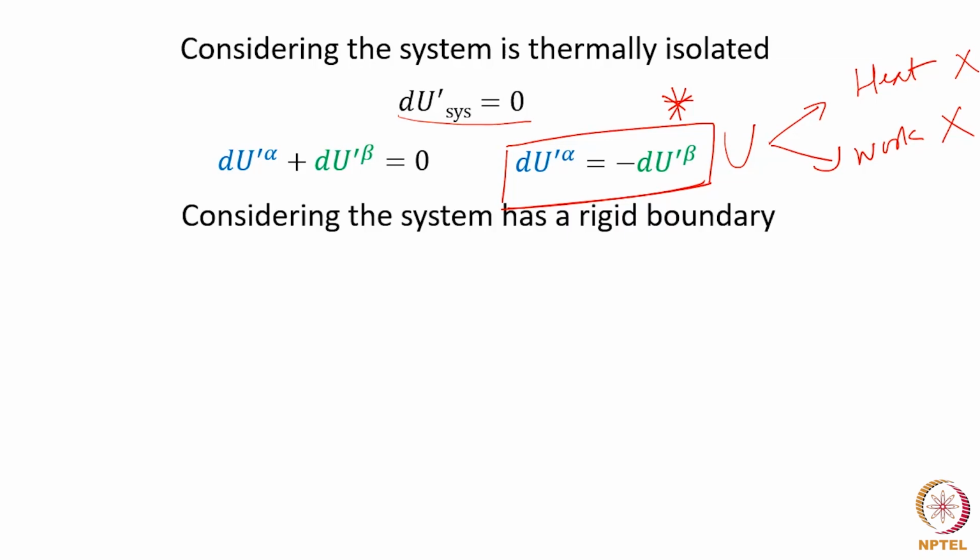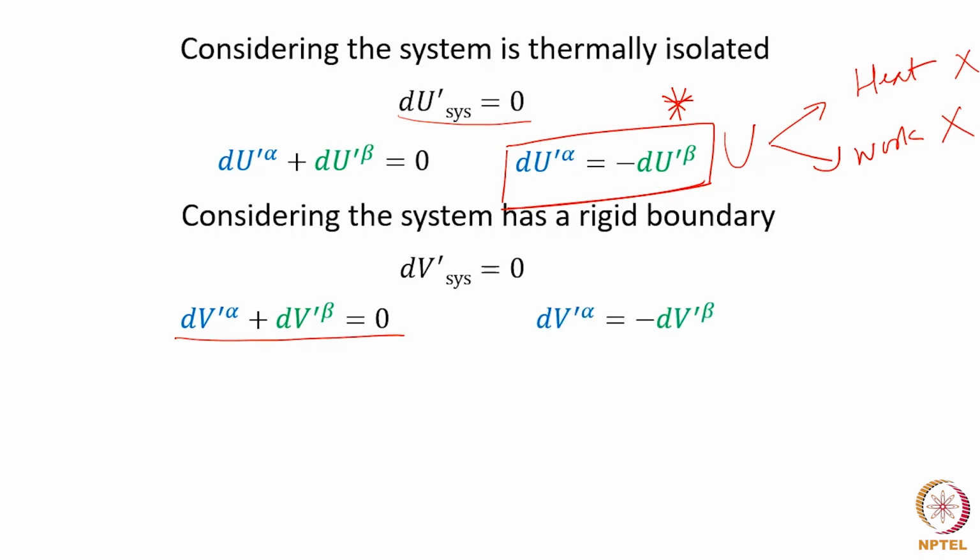Similarly, because the system has a rigid boundary, the volume of the entire system is not going to change. So we can say that V system is equal to constant, which means that the change in the volume of the system is 0. And again, the volume of the system is a summation of the volume of the alpha region and the volume of the beta region, which means that dV alpha plus dV beta is equal to 0, which means that dV alpha is equal to minus dV beta. Again, this is an important relationship for us because we are going to use this to eliminate one of the two quantities.